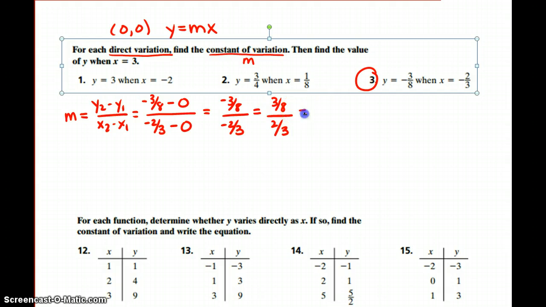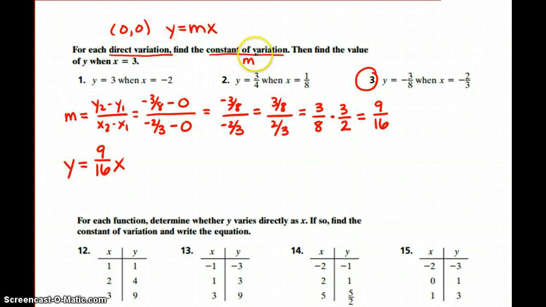And then from our fraction review, we know that you can have 3/8 and you can multiply by the reciprocal. So if you multiply by the reciprocal, you would flip that to become 3/2, and you get 9 over 16. And then you think about, can I reduce that or not? And I can't. So my direct variation equation is y equals 9 over 16x.